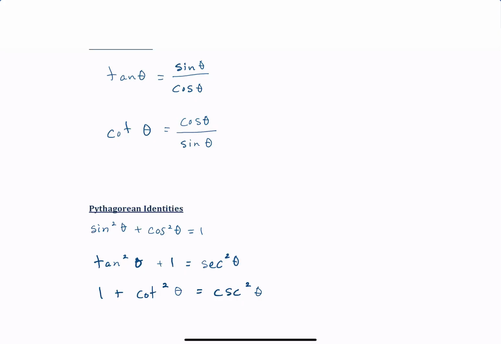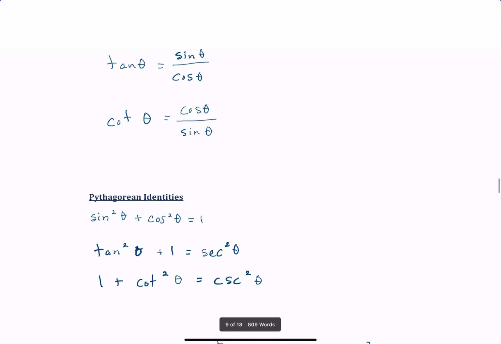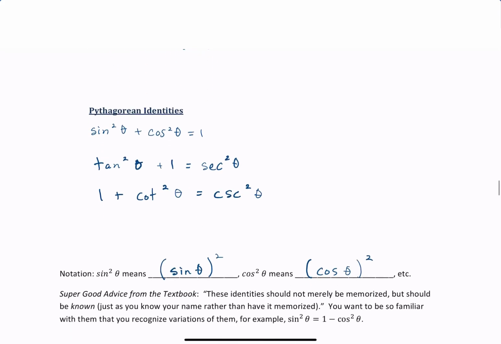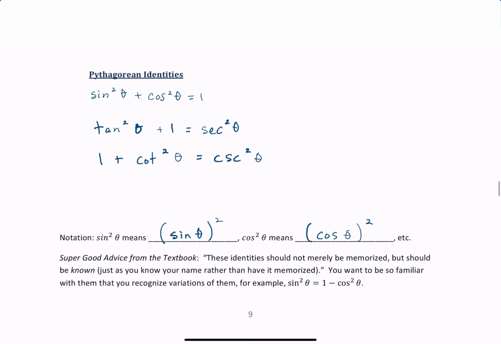Okay, I hope that was enough time. One comment about the notation in the Pythagorean identities. When we write sine squared of theta, what we mean by that is compute the sine of theta and then square that output. Similarly, cosine squared of theta means find the cosine of theta and then square that value, etc. for all the trig functions.